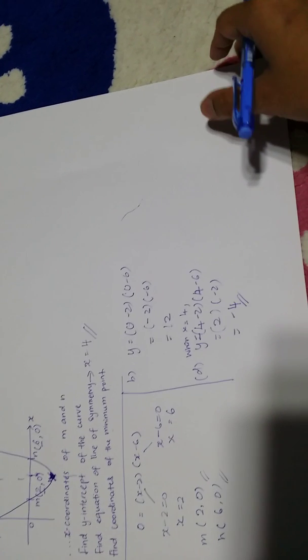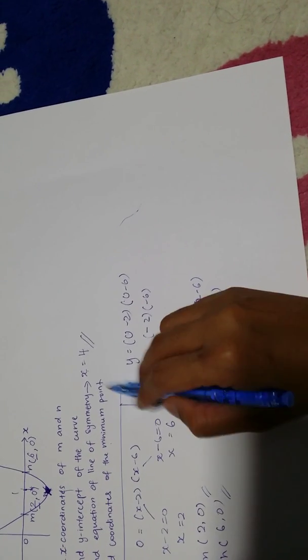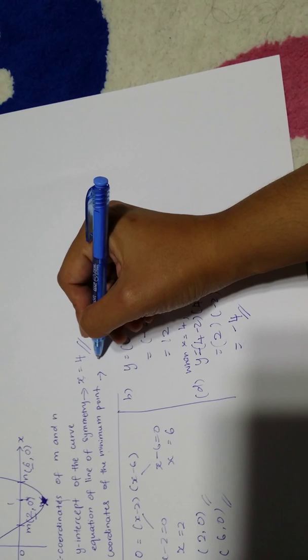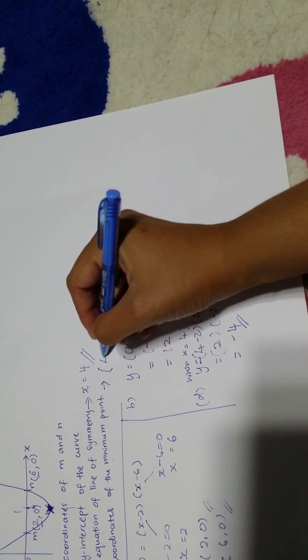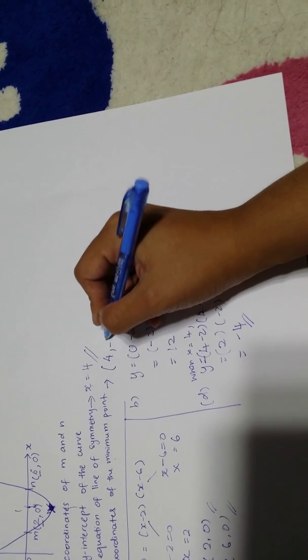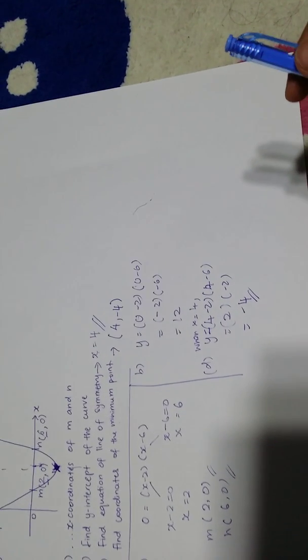Since they are asking for coordinates, you say that the coordinates of the minimum point are x is 4, y is negative 4. So that's the coordinates of the minimum point.